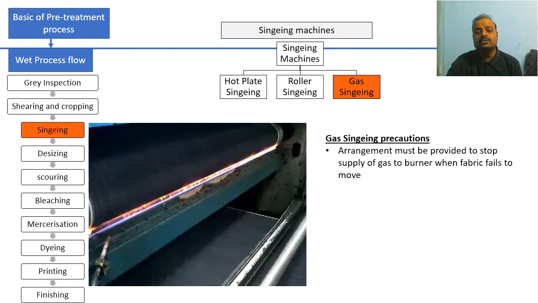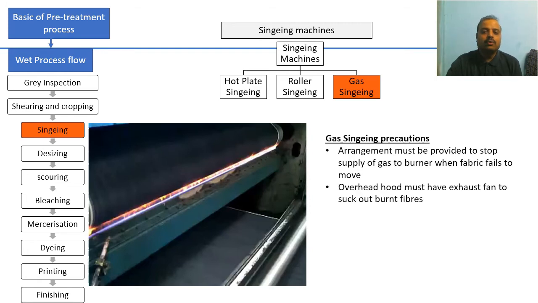It is as good as literally burning the fiber, right? So in case of power failure, or in case of a failure of movement of the fabric, in that case the gas supply to these burners needs to be shut down. So this has to be a precaution taken.